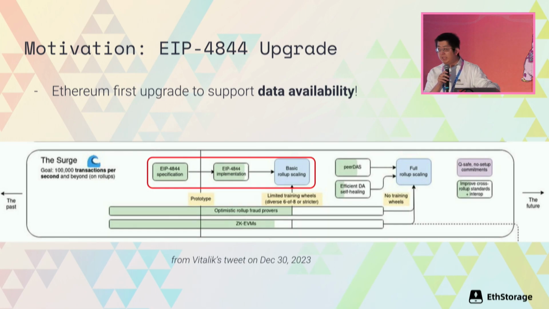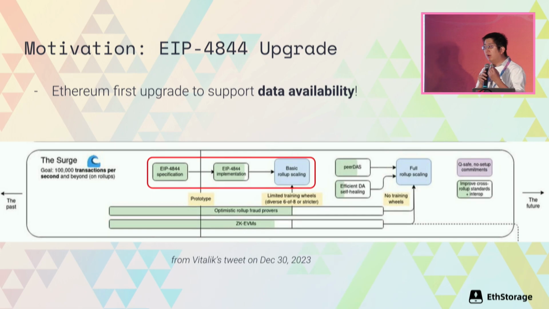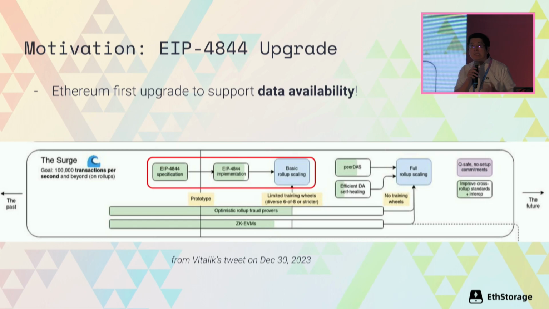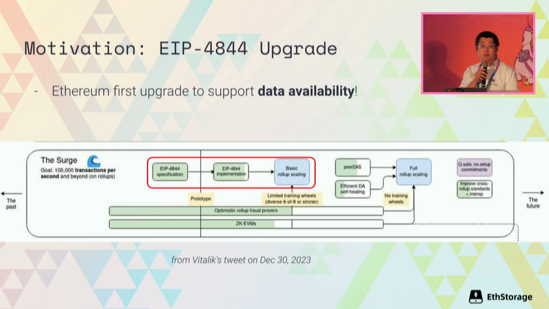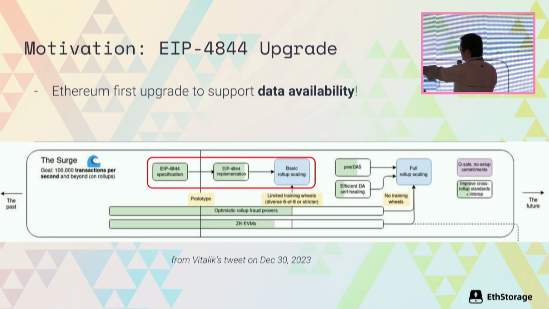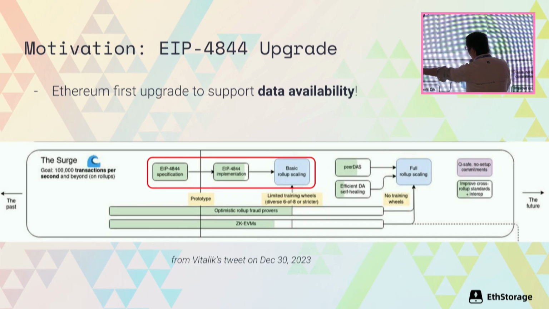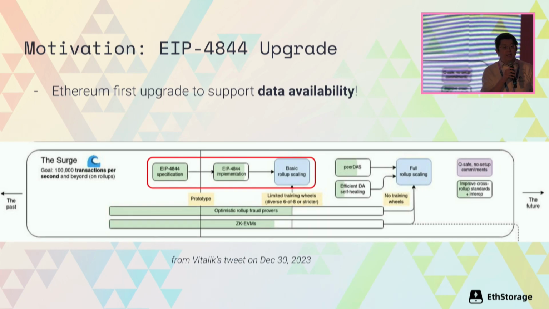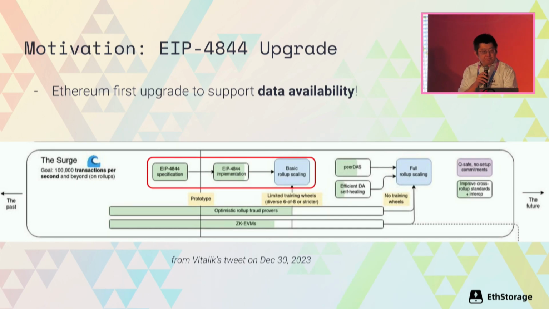So what is data availability? It is a way we are able to scale Ethereum data publication using a lot of advanced cryptographic primitives. Here is the roadmap that I captured from Vitalik's tweet at the end of last year, where there's a plan for the Surge, which is going to support 100,000 transactions per second on top of Ethereum. The core technology here is data availability, including EIP-4844, and full DA that is planned in the next couple of years.